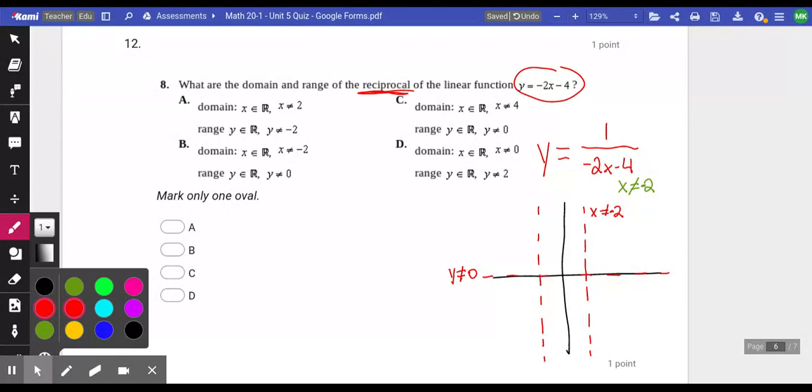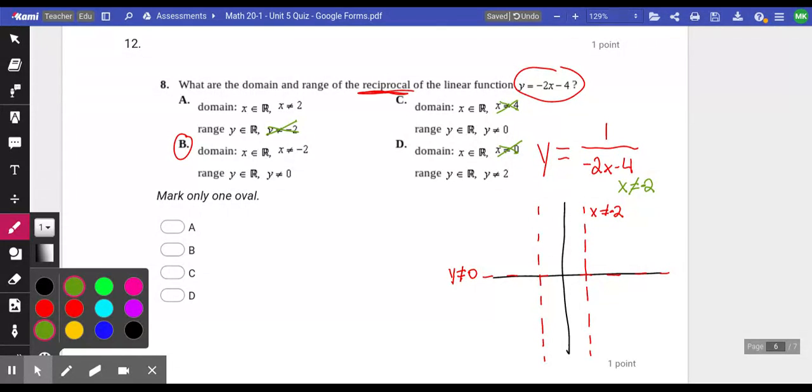My bad. Now I can look at my answers. B is the only one with those restrictions, right? A said y cannot equal negative 2. That's not true. C said x cannot equal 4. That's not true. D said that x cannot equal 0. That's not true. So B was the correct answer based purely off of asymptotes.